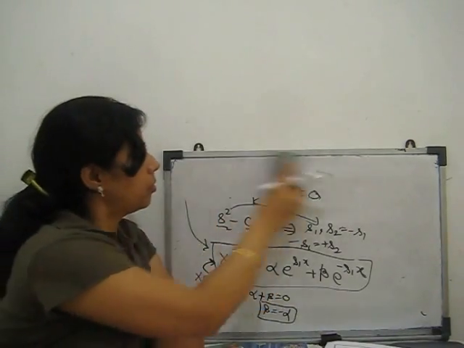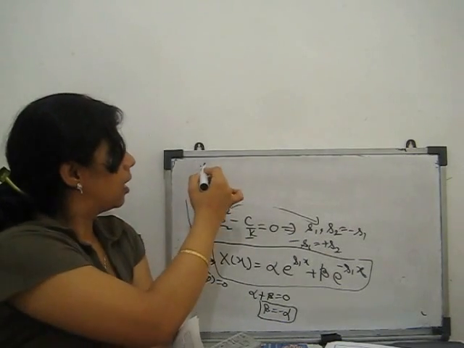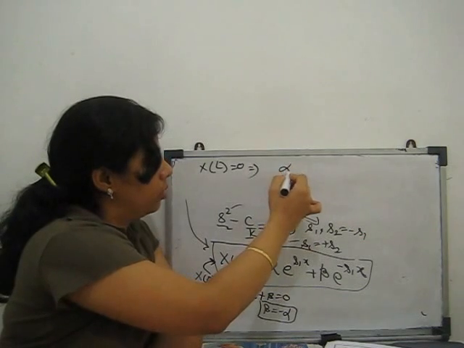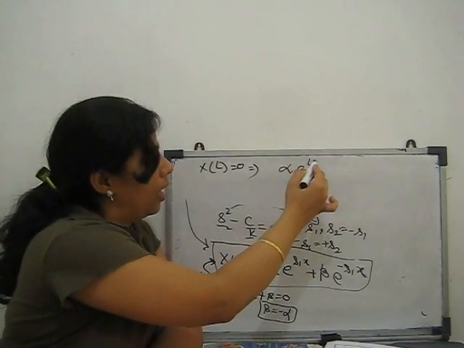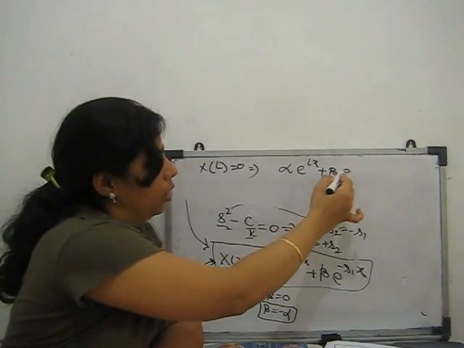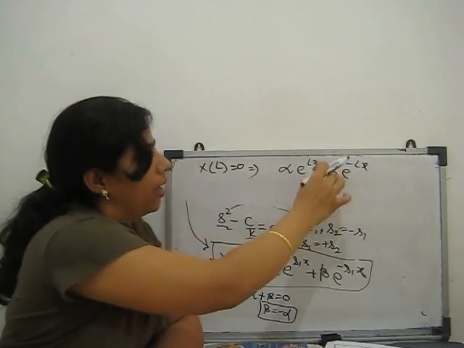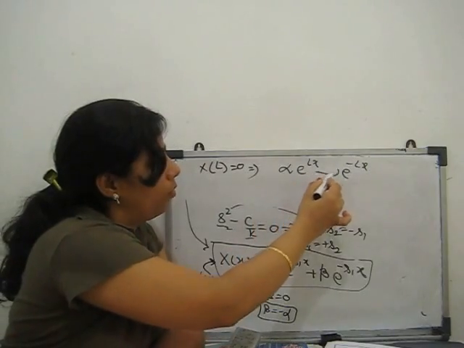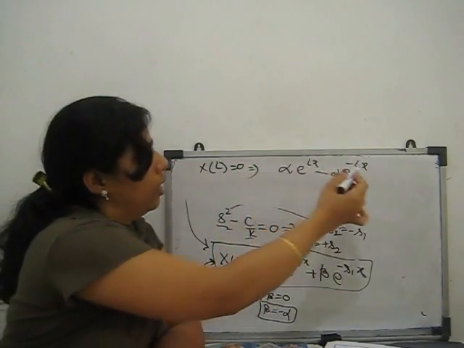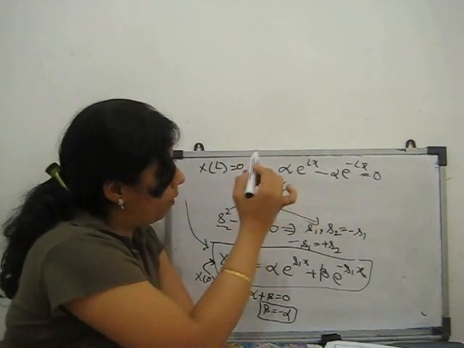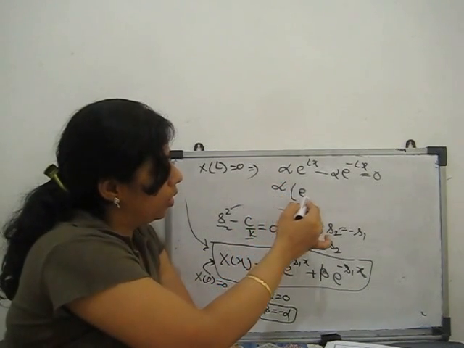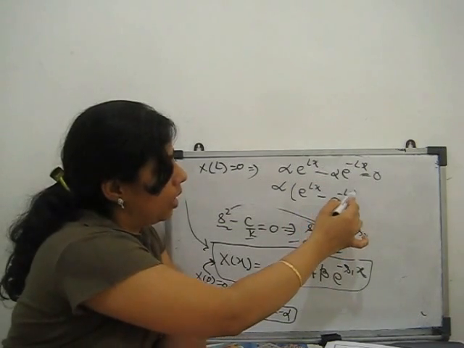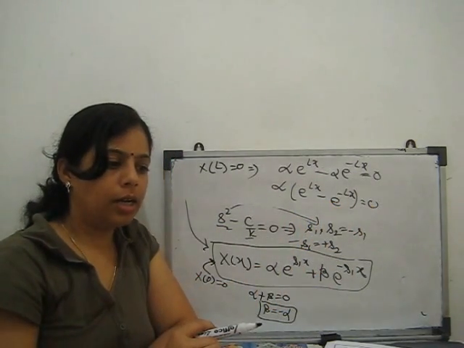Second condition, I put X(L) equal to 0. It gives alpha e to the power s1 L plus beta e to the power minus s1 L, and in place of beta I can write minus alpha, equal to 0. So taking alpha outside, alpha times (e to the power s1 L minus e to the power minus s1 L) equal to 0. Clear?